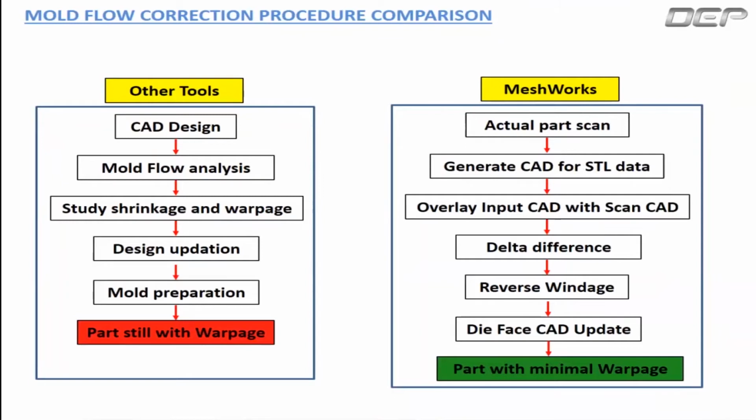However, with MeshWorks, we can take the prototype, scan the part, and generate a CAD from the STL scan data. We can overlay the nominal CAD and the scan CAD and identify the delta difference. To identify the delta difference, MeshWorks internally has a process which will identify the difference, and it will do a reverse compensation within MeshWorks. So you will have a warpage-compensated CAD design directly generated from MeshWorks, which we can take forward for the die phase studies and further prototype generation.